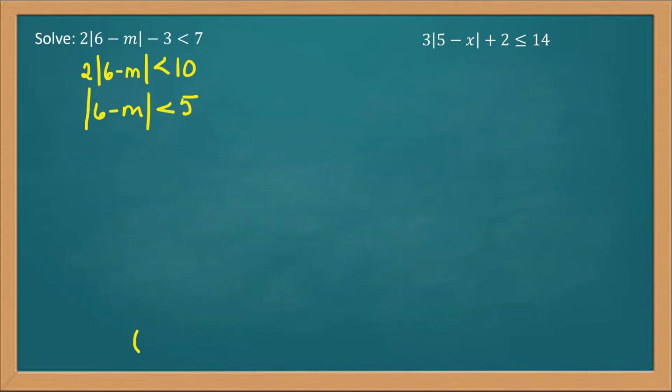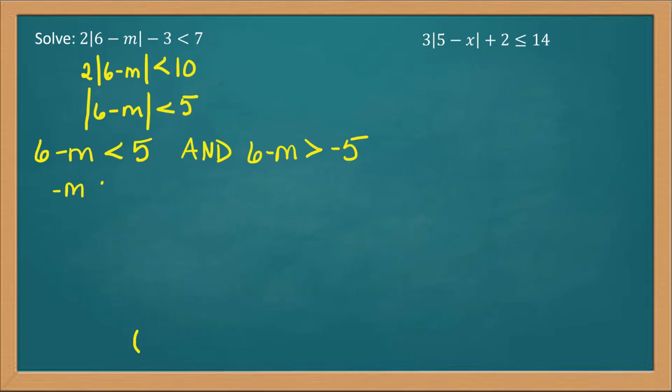If the absolute value of something is less than 5, it means that that thing, whatever it is, is closer to 0 than 5 steps away. So it never gets beyond 5 steps away from 0. So we need to write 2 inequalities. 6 minus m is less than 5, but in order to keep it from going too far away from 0, we have to stop it on the left side of 0. So we're going to say, and 6 minus m has to be greater than negative 5 in order to keep it in that little group right around 0.